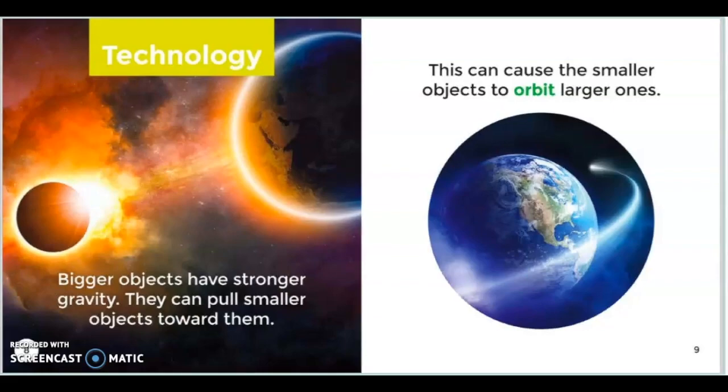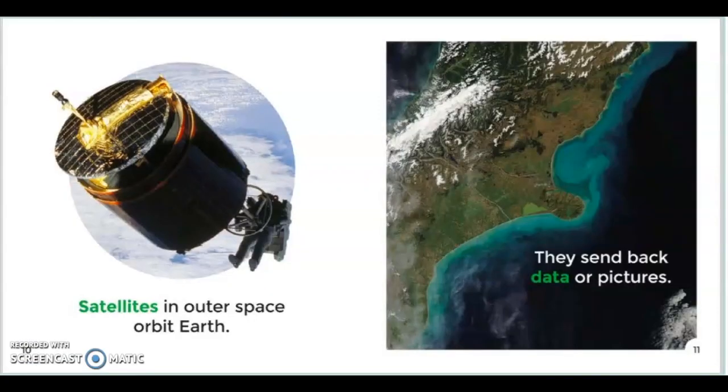Bigger objects have stronger gravity. They can pull smaller objects towards them. This can cause the smaller objects to orbit larger ones. Satellites in outer space orbit the Earth. They send back data or pictures.